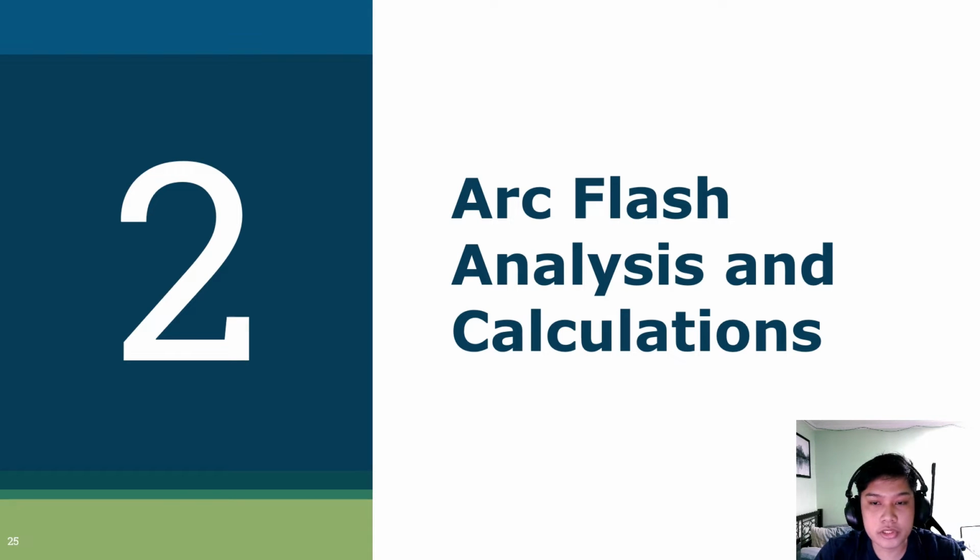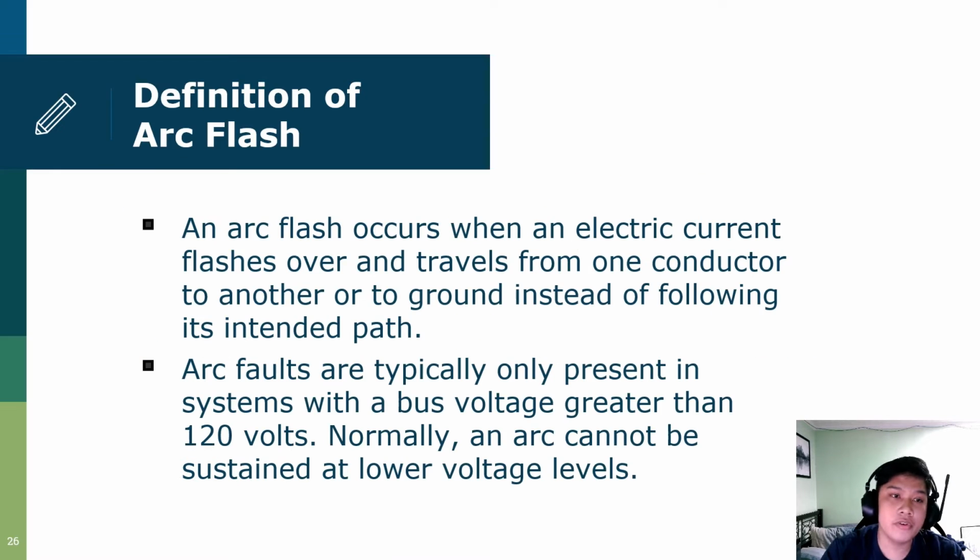Now let's move on to the topic of arc flash analysis and calculations. First, let's start from the definition. An arc flash occurs when an electric current flashes over and travels from one conductor to another or to ground instead of following its intended path. And arc faults are typically only present in systems with a bus voltage greater than 120 volts. Normally, an arc cannot be sustained at lower voltage levels.